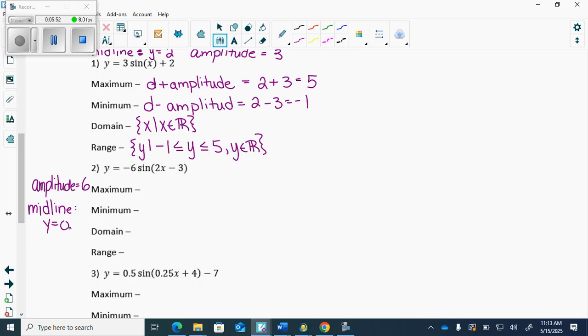My minimum is the negative of that, correct? Because if I'm starting at the x-axis and I go up 6 and I go down 6, it's negative 6 to 6, correct? So when the midline is 0, that's actually the easiest. We're going to do midline plus amplitude, which gets me 6, and the midline minus the amplitude, which gets me negative 6. My domain is x in the reals. And my range is y such that negative 6 is less than or equal to y, is less than or equal to 6. Y is now in the reals.